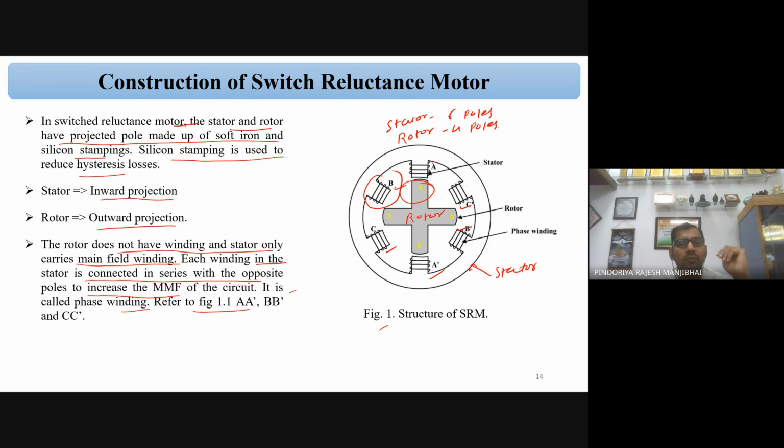So this is the A phase and this is the A dash, otherwise A complement. Similarly B complement and B, and similarly C complement and this C. So both are opposite, and there is a 180-degree phase shift. Okay.